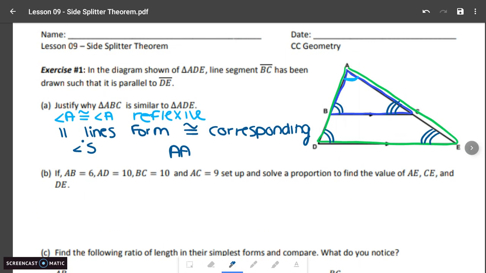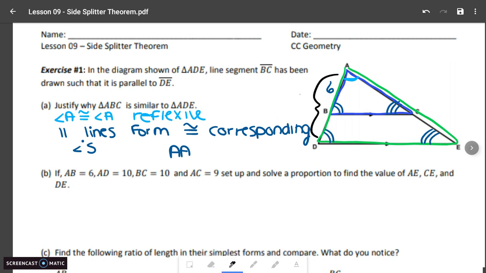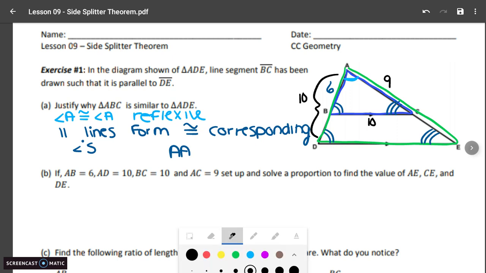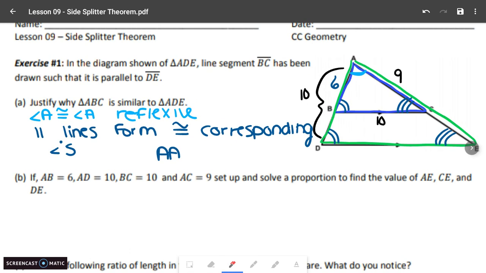In part B, we're given that AB has a length of 6 and AD, the entire side, has a length of 10, while BC has a length of 10 and AC has a length of 9. And we're going to set up proportions now to find the values of AE, CE, and DE. Remember, the sides are always in proportion once we know the triangles are similar. So if we start with finding AE, we're looking for the entire piece here, and I'll call it X.